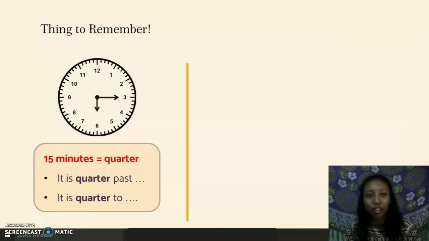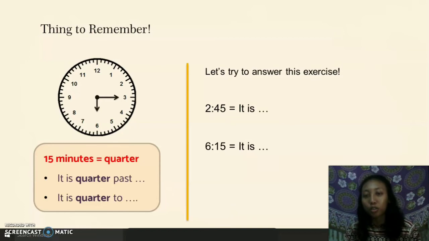Next, it is the second thing to remember. 15 minutes in telling time, we can call it quarter. We can use it like this example. It is quarter past something and it's quarter to something. Do you get it? Now let's try to answer this exercise. For the first one, it is quarter to 3. And for the second one, what time is it? Yes, it is quarter past 6.